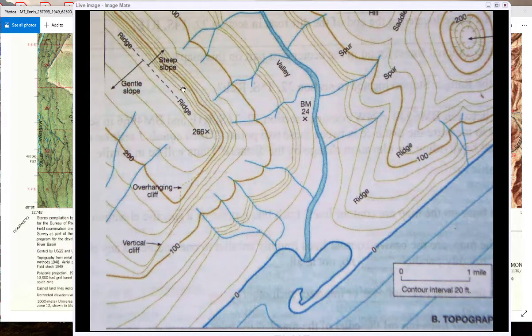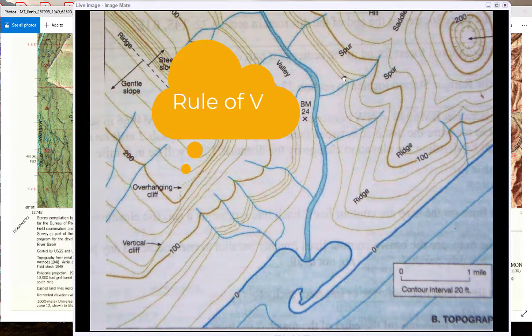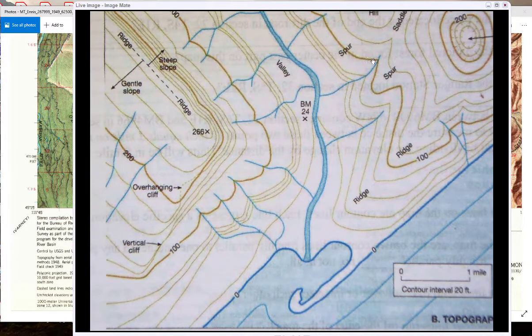Another thing that's really important in topographic maps is this thing called the rule of V. The rule of V states that when a contour line crosses a stream valley, here's a little stream, note that it makes a characteristic V. And that closed end of the V here points uphill. It always points upslope. So here's a nice little V right there.